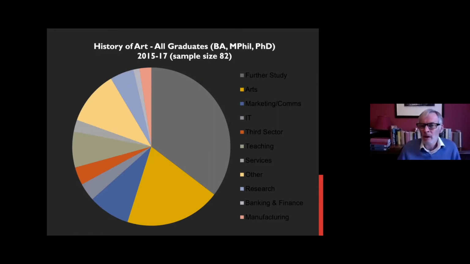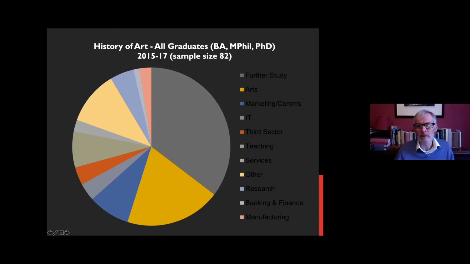So a few years ago, we did a piece of research, 2015, 16 and 17, over a 3-year period, looking at 82 of our graduate students or graduates from our department, both people who did the BA and also graduates, those who did the MPhil and the PhD. And this is what we found in terms of the type of destinations that people went on to. As you can see, getting on for a third went on to further study.